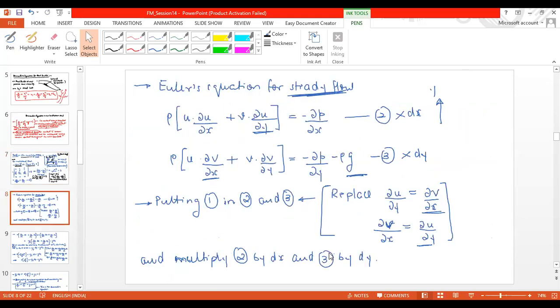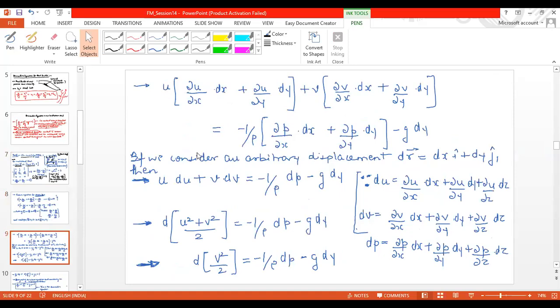So you can see here what I did. I just replaced this delta U by delta Y by delta V by delta X, and I replaced this delta V by delta X by this delta U by delta Y. I simply multiplied this equation by dx dy. Is it clear? Yes, sir. Okay, so shall I go to the next slide?